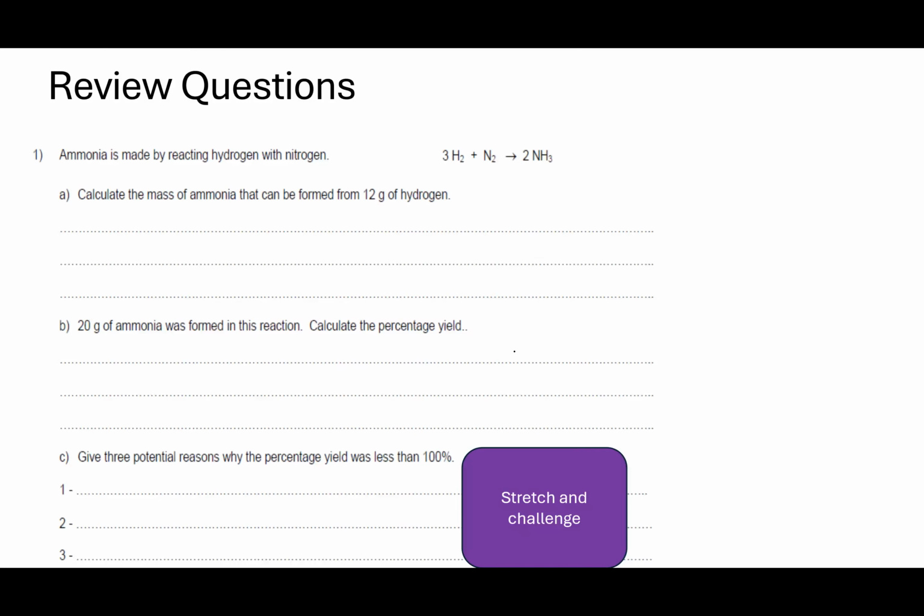So if, for example, we want to solve this question: ammonia is made by reacting hydrogen with nitrogen. I'm going to look now at my equation, hydrogen with nitrogen. Calculate the mass of ammonia, NH3, question mark, that can be formed from 12 grams of hydrogen. So they gave me the actual mass of hydrogen to be 12 grams.